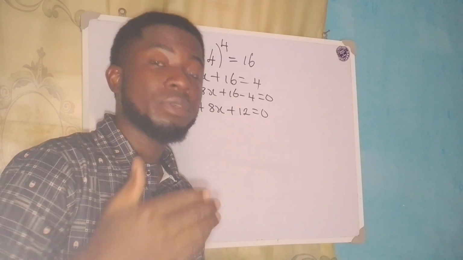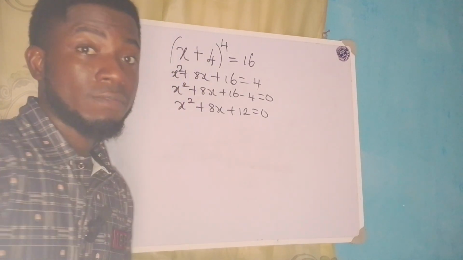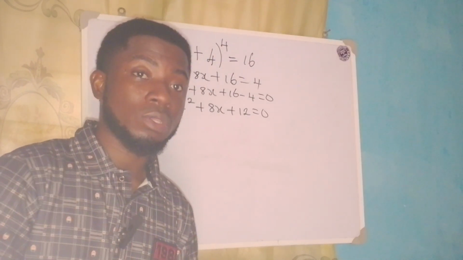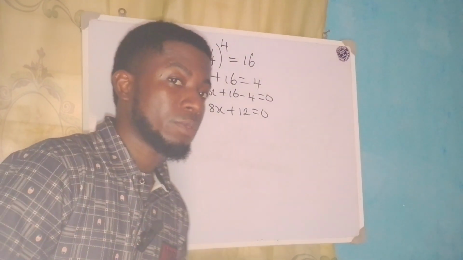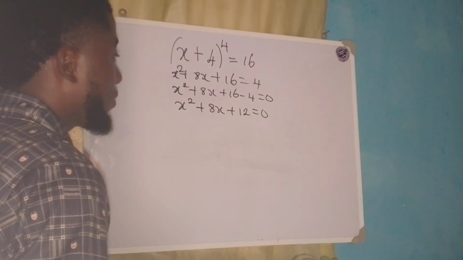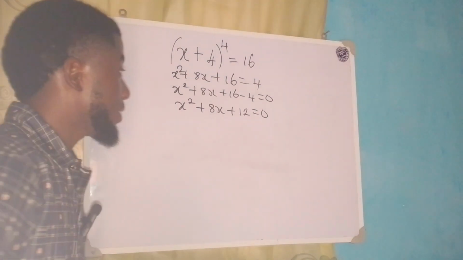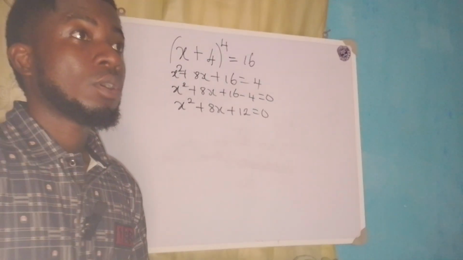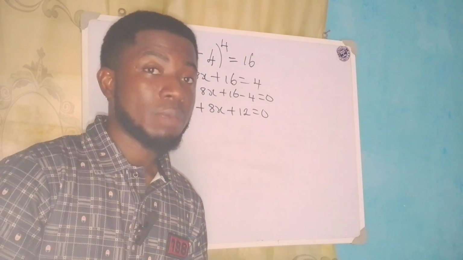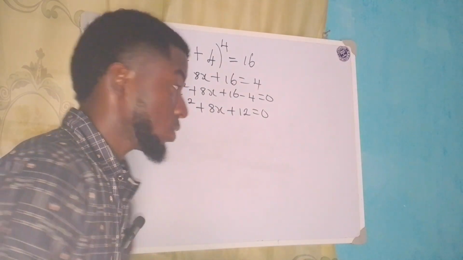The question is, what method would you use to solve this quadratic equation? You look at it very well. If it's something you can factorize, you factorize. And if you cannot, you will use the formula method. So let's look at this very quickly. To avoid thinking and all of that, you can decide to use the formula method because sometimes it's difficult to think out the factors, right?